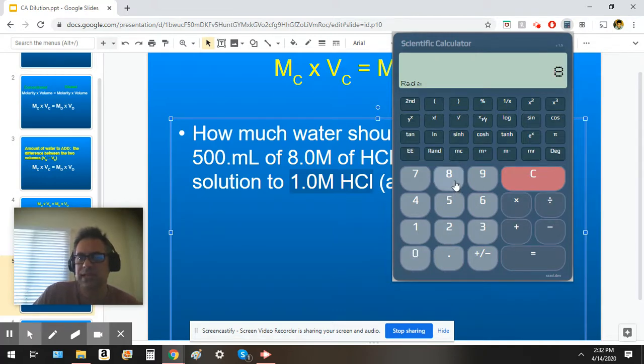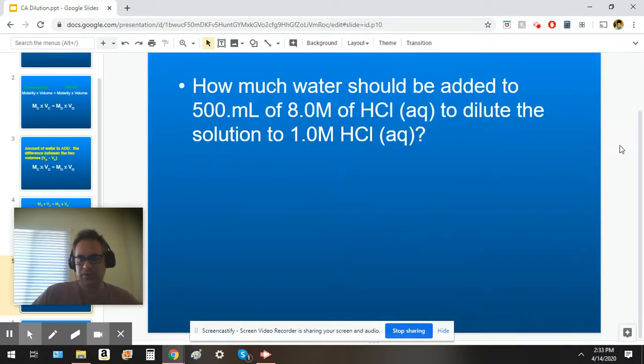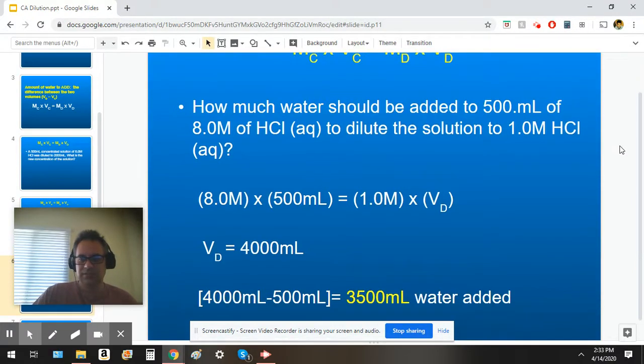500 times 8, dividing by 1 molar on both sides means the molarity units cancel. I'm left with the same exact 4,000. Milliliters didn't cancel, so that one's still kicking. So 4,000 milliliters is the final volume of our dilute solution. Not the answer, though. We have to subtract the two volumes, 500 milliliters from 4,000 milliliters, and that will tell us how much water we added. 3,500 milliliters of water we added. Done. Look, there's the answer.